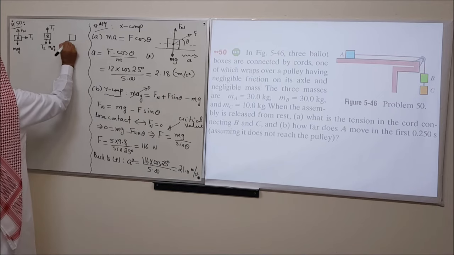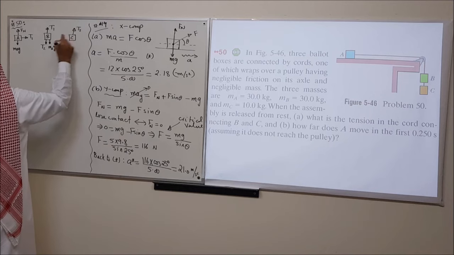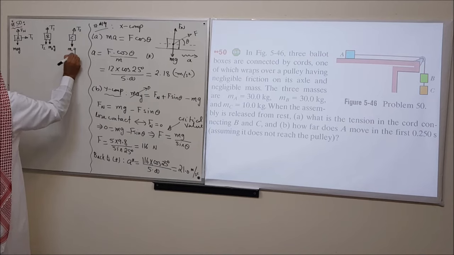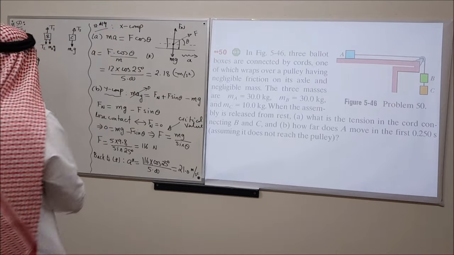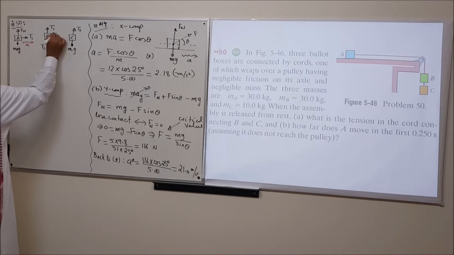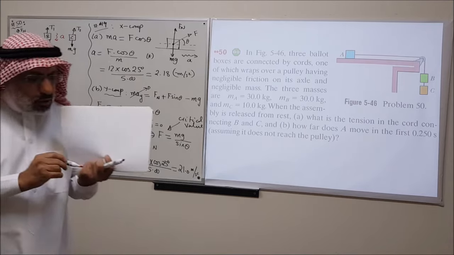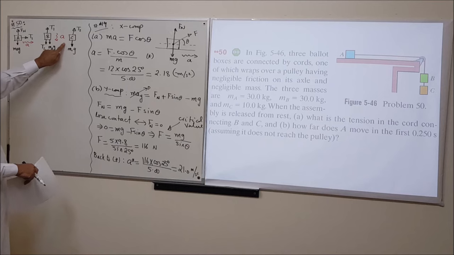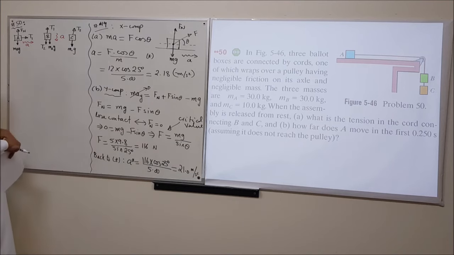The third block, C, the lower one, we have the tension in the cable between the two, which we call T2. We have its gravitational force, MCG. Where are the accelerations? The acceleration of this one is this way, and these two will accelerate downward, with the same magnitude of acceleration. Remember, we want to find the acceleration, and we want to find T2, which is the tension in the cable between B and C.